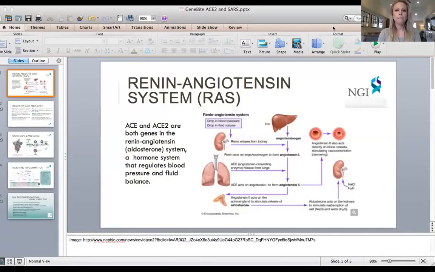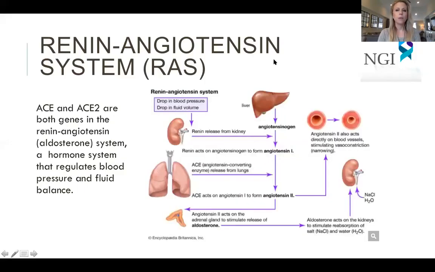So let's talk a little bit about the ACE2 gene and what it does. So give me a second. I'm going to open up a little PowerPoint presentation that will help us walk through it. All right, here we go.